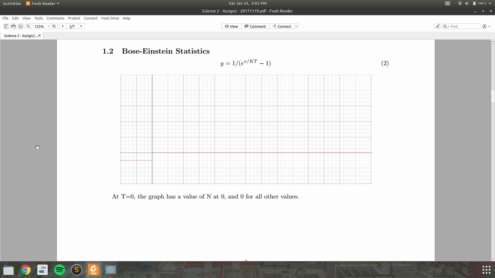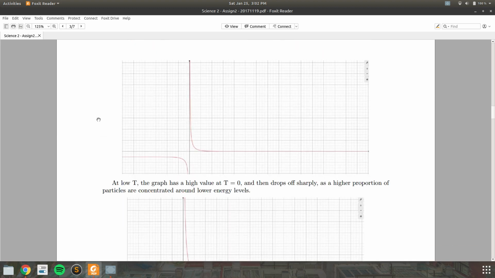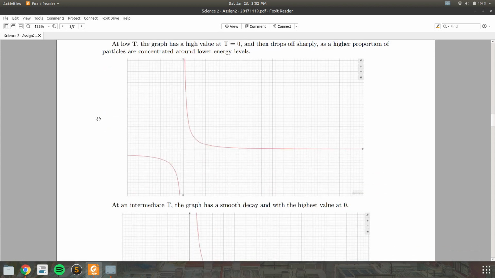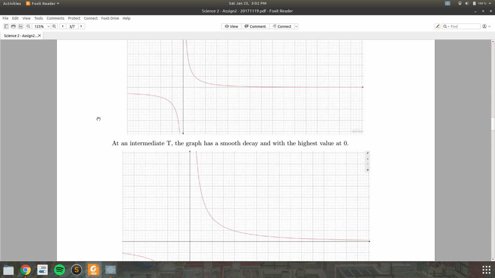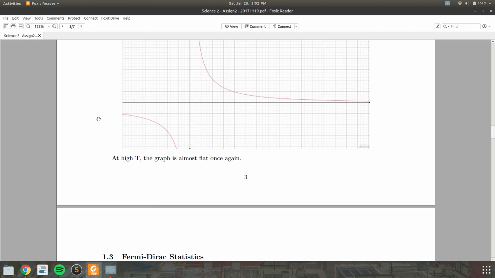For Bose-Einstein statistics, the equation is y is equal to 1 by e power x by kT minus 1. Again, at T equal to 0, the graph has a value of N at 0 and 0 for all other values. N is the number of particles. At low temperatures, the graph has a high value at 0 and then drops off sharply as a higher proportion of particles are concentrated around low energy levels. At an intermediate T, the graph again has a smooth decay and it peaks at the value 0, and finally for a high T, the graph is almost flat once again.